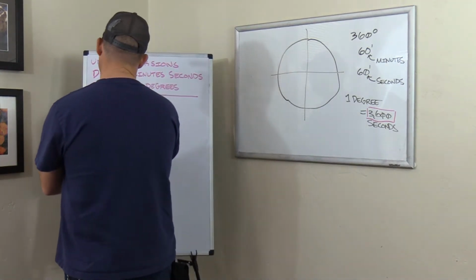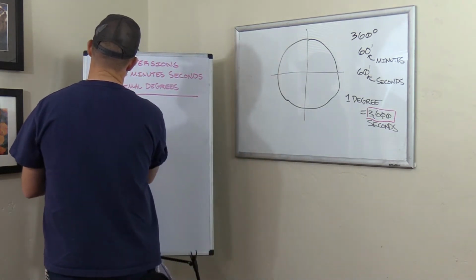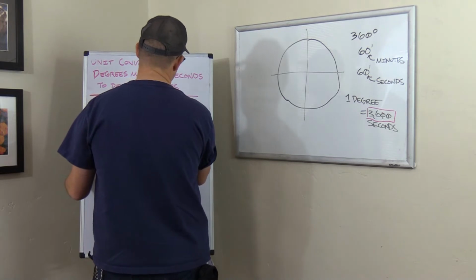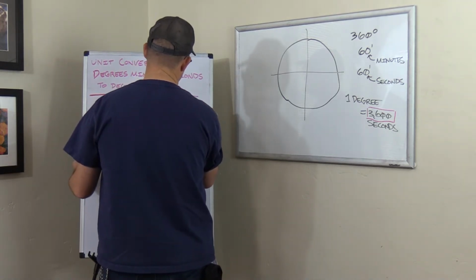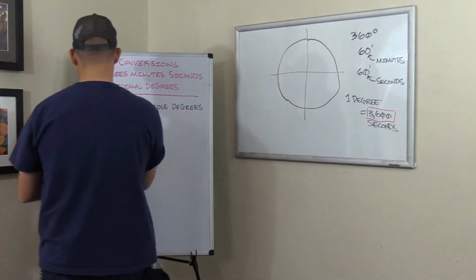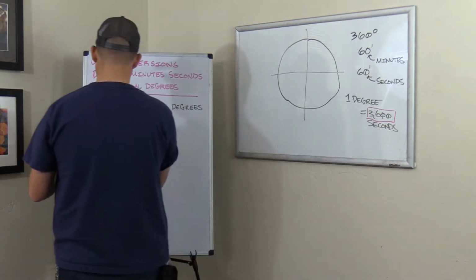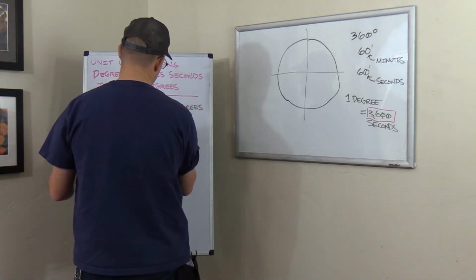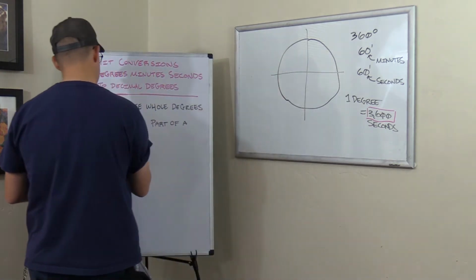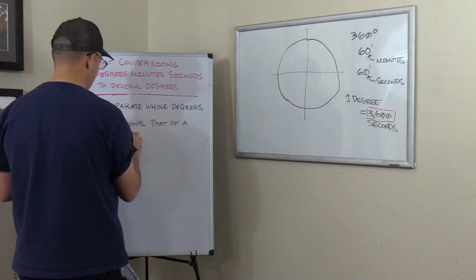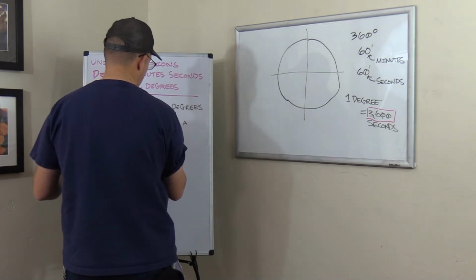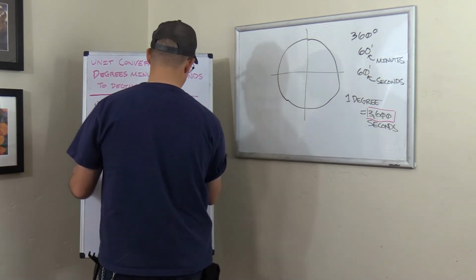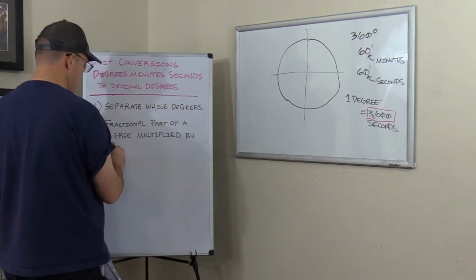So the first thing we want to do is separate our whole degrees. We're just going to put that in a box to the side. Then we're going to take what's left over, the fractional part of a degree, and we're going to multiply that by 60. What that is going to give us is the whole minutes and fractional parts of a minute. And if you don't understand that, just hang tight. We're actually going to do the math.